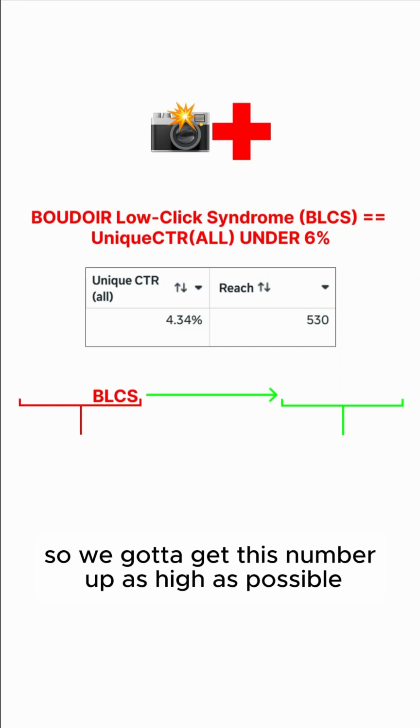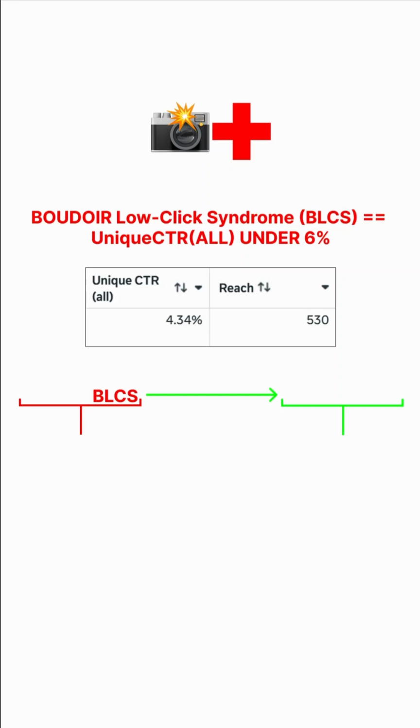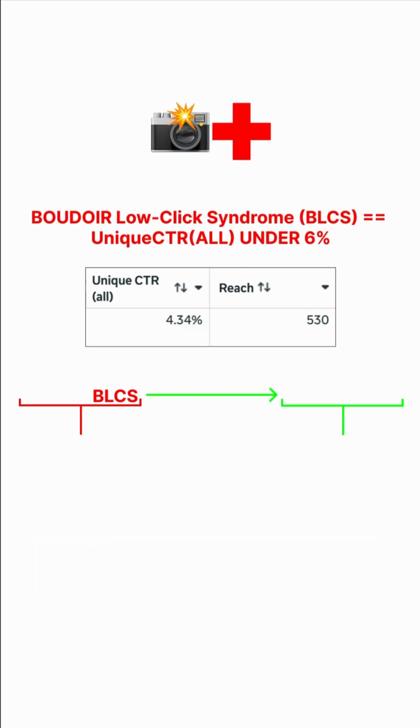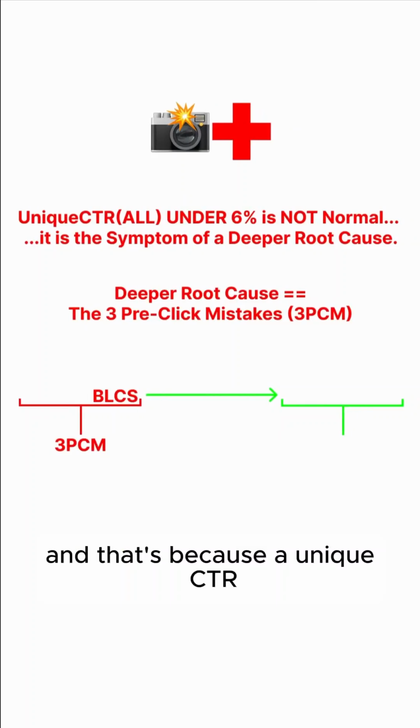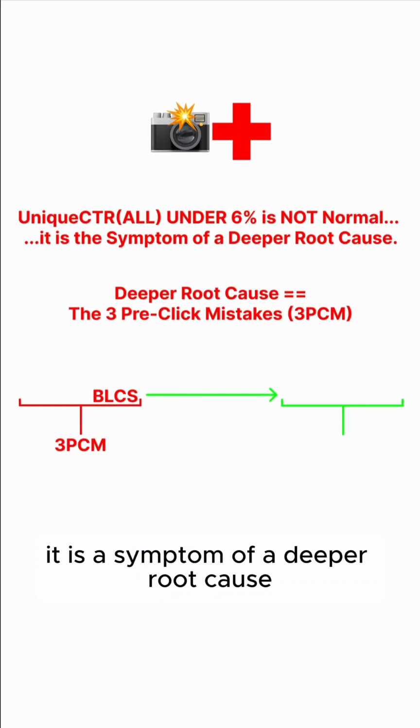So we gotta get this number up as high as possible. 6% is the absolute minimum floor. Anything under 6%, massive, massive, massive problem. And that's because a unique CTR all under 6% is not normal. It is a symptom of a deeper root cause.